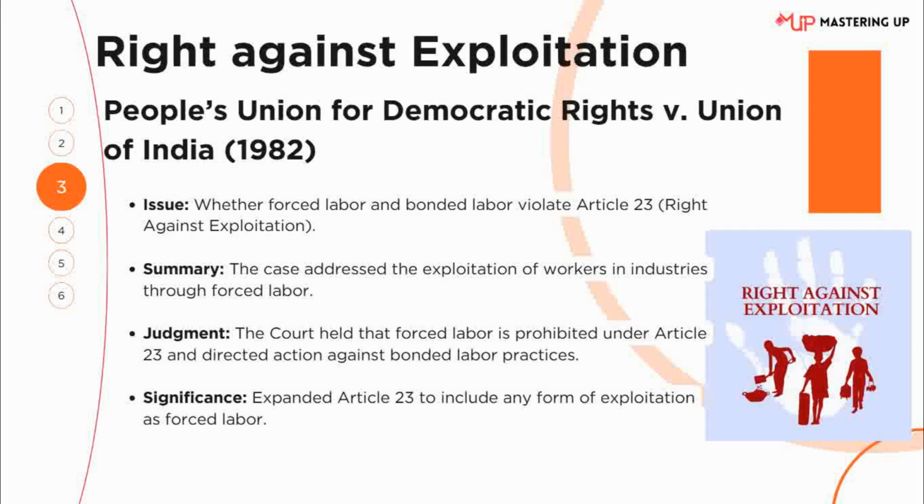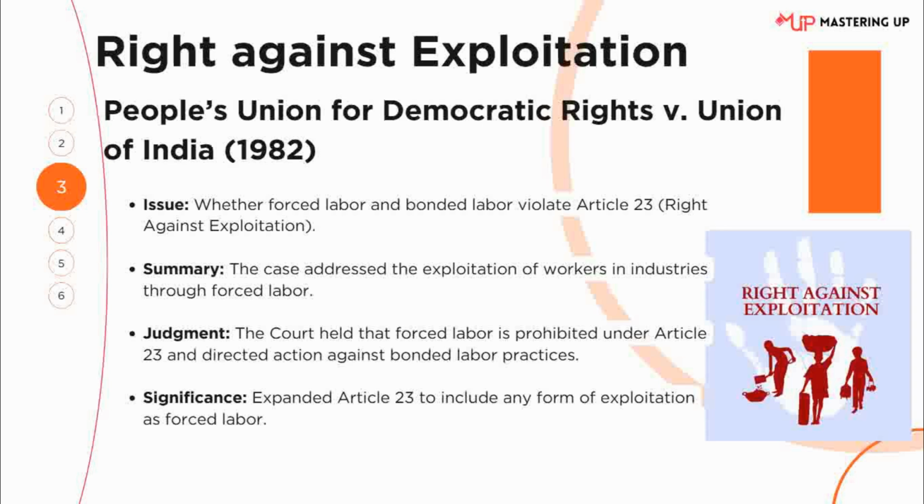Moving on to study a landmark case on right against exploitation. People's Union for Democratic Rights versus Union of India, case of 1982. The issue was whether forced labor and bonded labor violate Article 23, which prohibits exploitation.